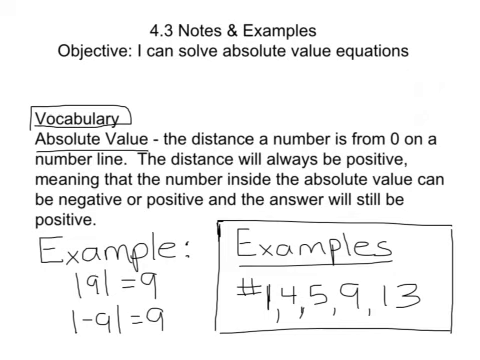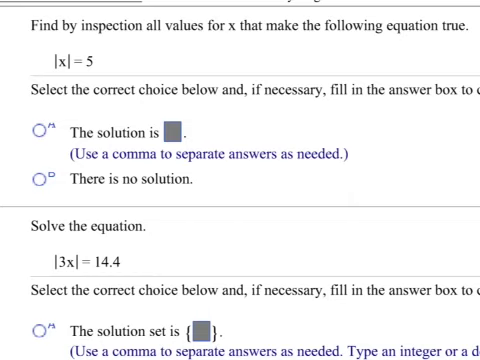So as far as your homework goes, I'm going to do problem numbers 1, 4, 5, 9, and 13 as examples. Number 1 says, find by inspection all values for x that make the following equation true: the absolute value of x is equal to 5. What number could we put in place of x and the absolute value of that number still be 5? Well, there's actually two solutions. x could be positive 5 because the absolute value of 5 is 5, or x could be negative 5 because the absolute value of negative 5 is also 5. So the solution is 5 or negative 5.